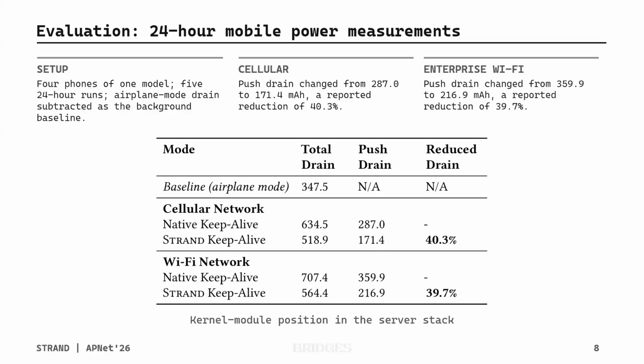On cellular access, native keep-alives accounted for 287 milliamp hours compared with 171.4 on Strand, a reported reduction of 40.3%. On enterprise Wi-Fi, the values were 359.9 and 216.9 milliamp hours, a 39.7% drop. That Wi-Fi network used a 2-minute timeout versus about 20 minutes on cellular, so native heartbeats were more frequent. No connection error or missed push was observed, although the tests covered limited phones and paths.